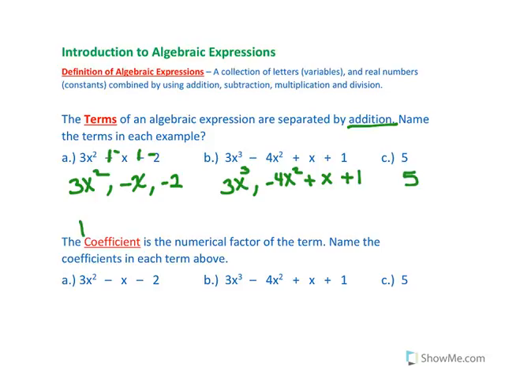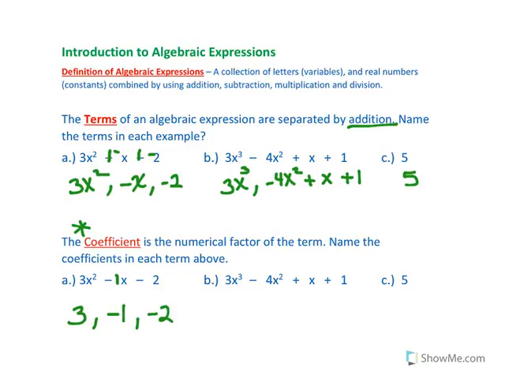The coefficient, this is huge, the coefficient is the numerical factor of the term. It is the number that comes before your letter. So we want to name the coefficients. In 3x squared, we have a 3. In negative x, well, we have an imaginary 1 in there. So we have negative 1. And minus 2 is your constant.